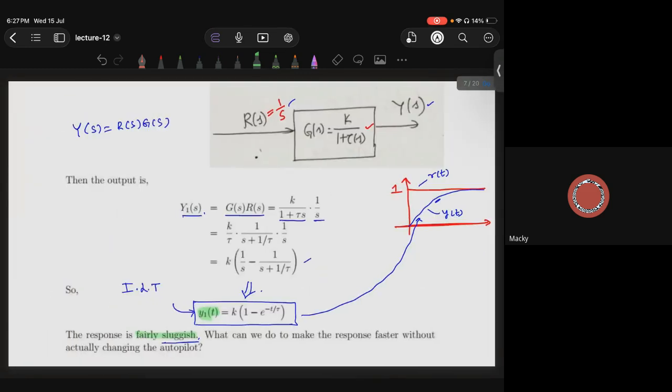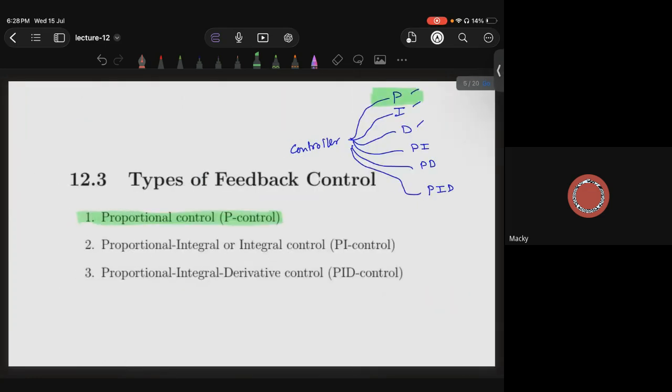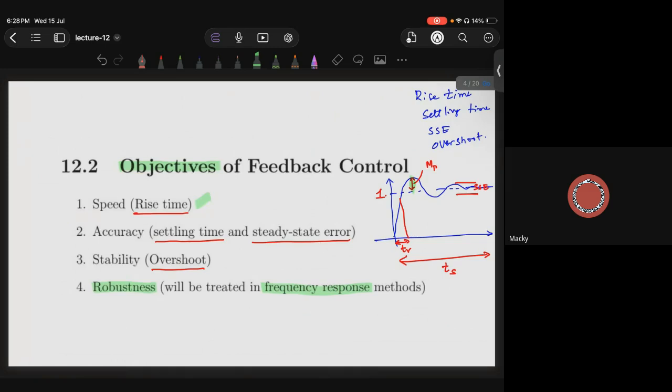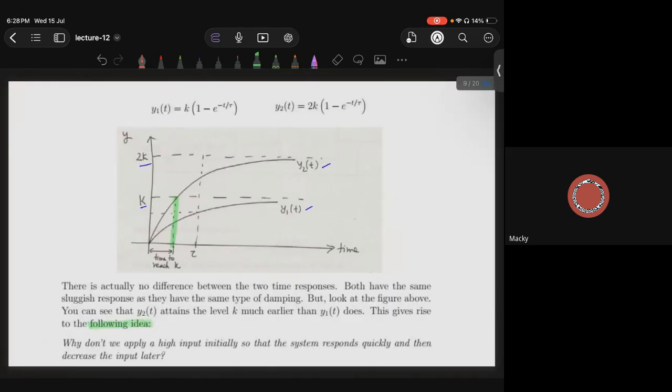Our output, the blue curve, has to reach the red line, the one line, as fast as possible. If it is reaching as fast as possible, the discussed rise time will reduce, settling time reduces. Once it reaches, steady state error goes to 0. And if it reaches very fast, the overshoot also gets reduced. So when we make 2K, it's rising very fast.